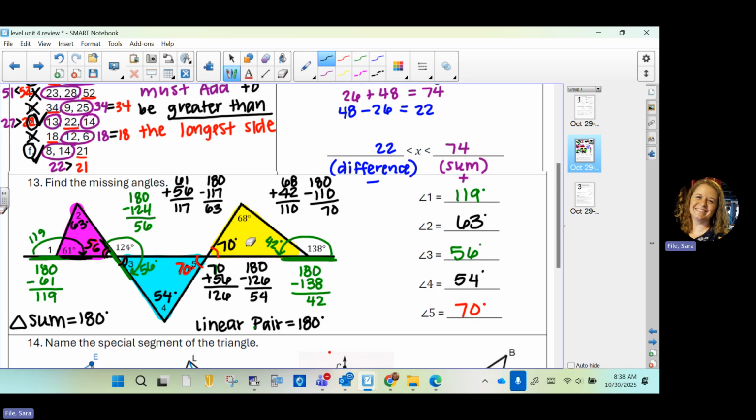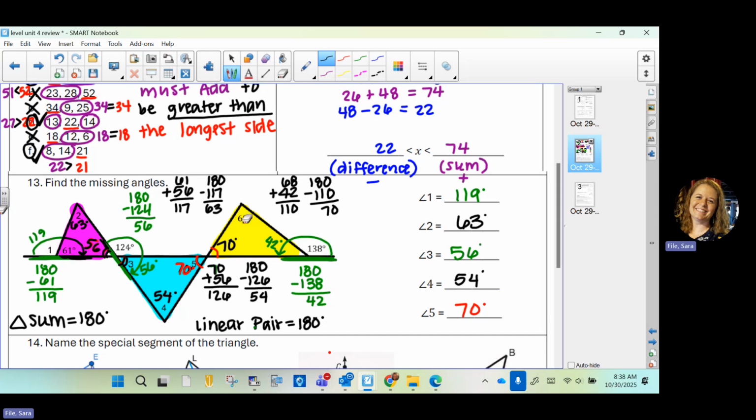But notice how over here in this yellow triangle, when we were looking for 70, see how 68 and 70 add up to this exterior angle 138? Okay. And over here, this exterior angle 119, 63 and 56. Those add to 119. So if you have an exterior angle outside your triangle, it's always going to be the sum of the opposite two interior.